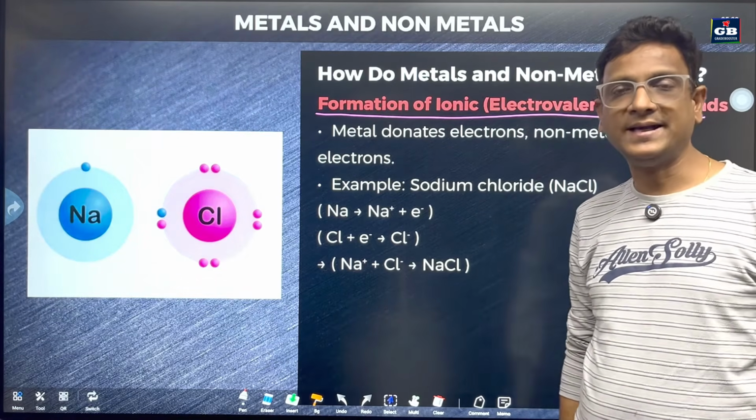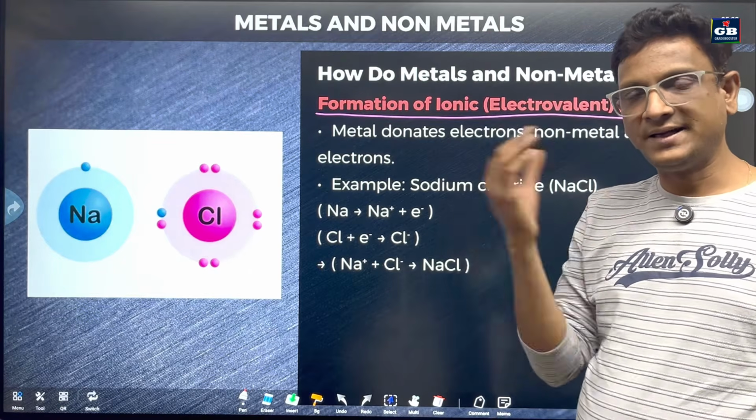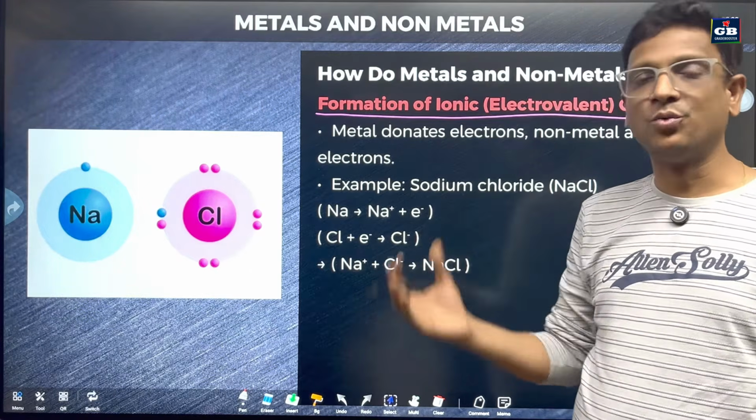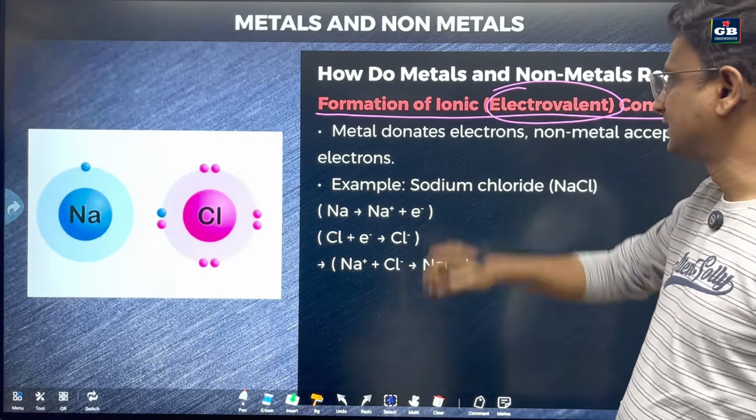Next, formation of ionic bonds, ionic compounds. How is an ionic compound formed? Ionic compounds are also called electrovalent compounds.